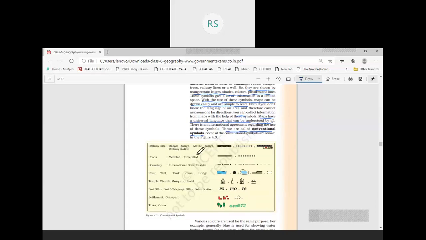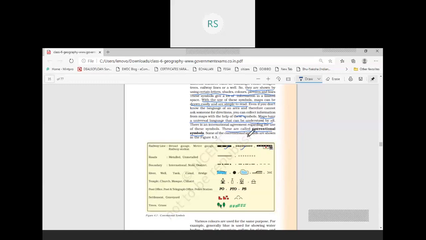There are different types of gauge. Two types of gauge are there: broad gauge and meter gauge. This is broad gauge and this is meter gauge. So if it is shown in any map, then we will understand that there is a railway line, and this railway line is of broad gauge. Okay, and then this is the symbol of railway station. You can see it is written here RS, railway station, and this red box is also there. So the complete symbol is showing the railway station.